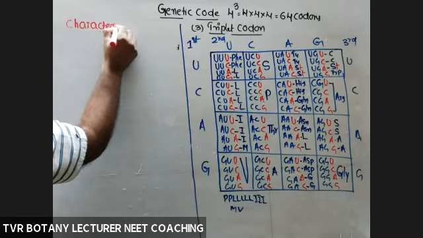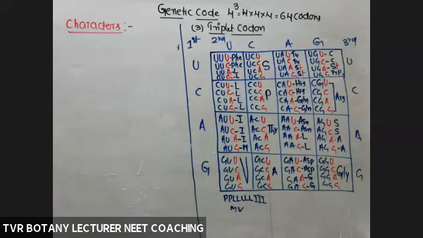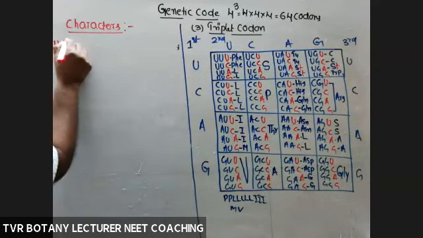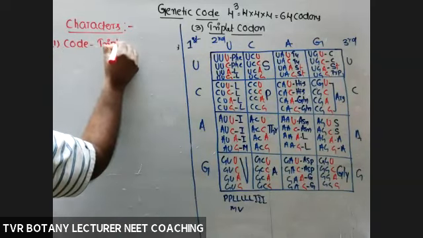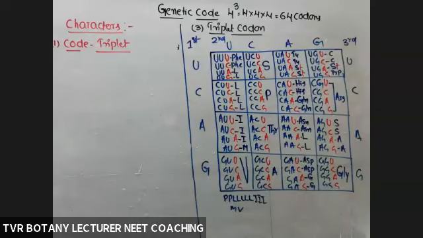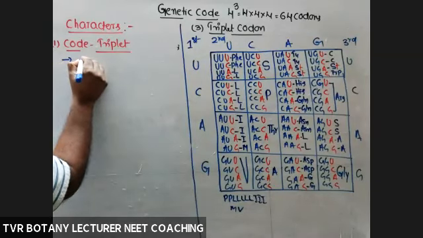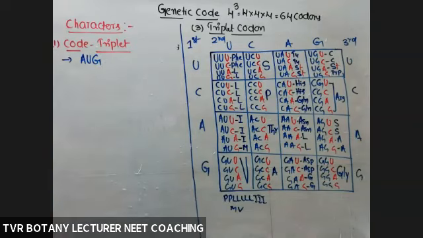Characters of genetic code. What are the features? So, what are the characteristics of a genetic code? So, first one, codon. Code is triplet. Yes, you can understand this one. Code is a triplet. Code is triplet means each codon is with three nucleotides, A, U, G, adenylate acid, uracilic acid, guanylate acid. So it is a triplet.